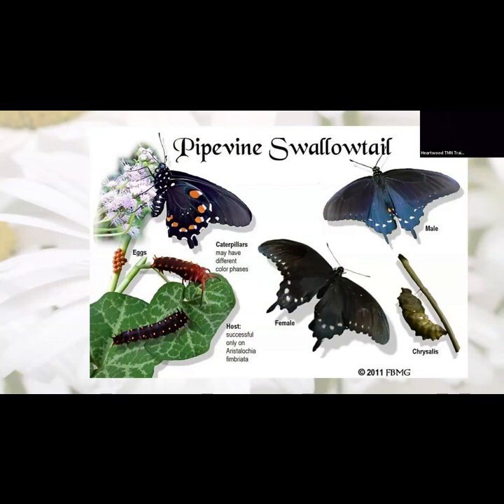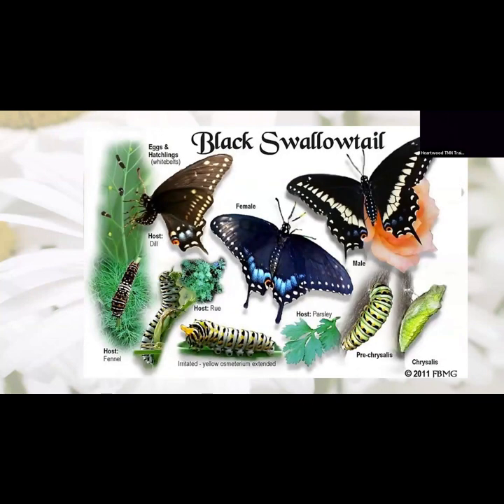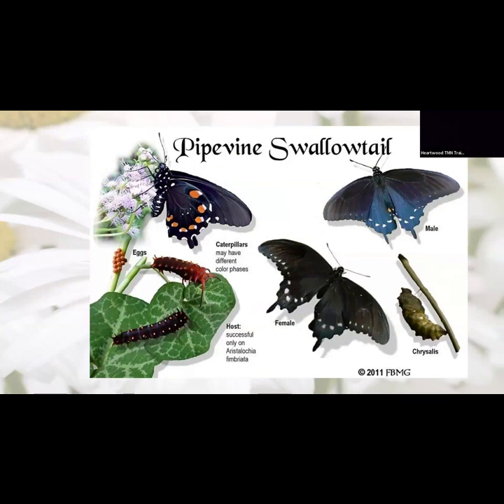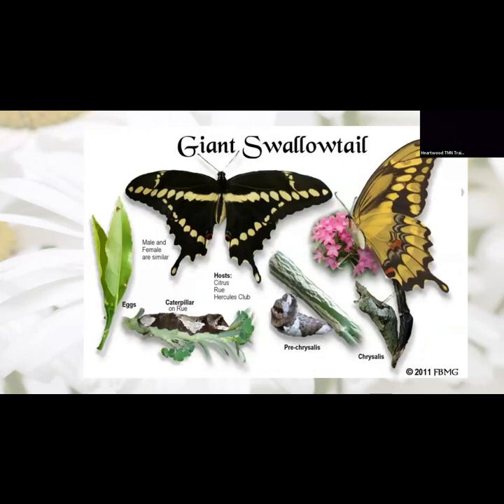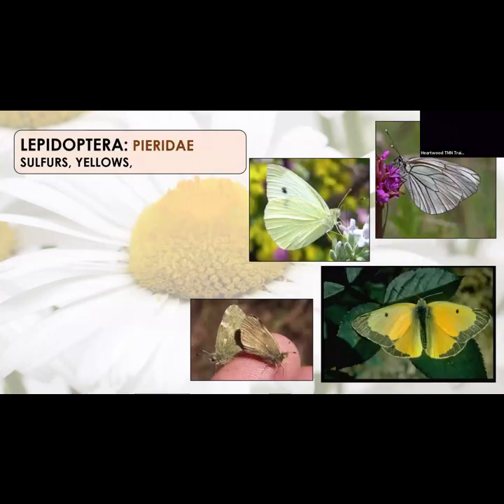And they feed on different types of plants. So you've got the pipevine swallowtail, you've got the black swallowtail, which will feed more on your native dill or your parsleys, and it'll have slightly different coloration on the chrysalis and caterpillars, and then giant swallowtails as well. And then you have the Pieridae, so your sulfurs and yellows.